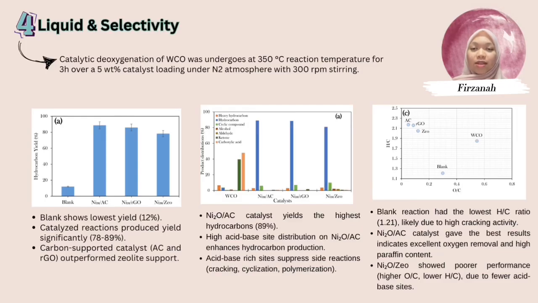Next, I will continue with liquid selectivity. So this slide shows the catalytic deoxygenation of WCO reaction conditions. And then we proceed with the first figure, which shows that the blank without catalyst shows the lowest yield, which is 12%, while catalyzed reactions produce yields significantly within the range of 78 to 89%. And the next figure shows that the activated carbon catalyst yields the highest hydrocarbon, which is 89%, and it says that high acid-base site distribution enhances hydrocarbon production. It can be assumed that the amount of acid-base sites plays a critical role in controlling the reaction pathway.